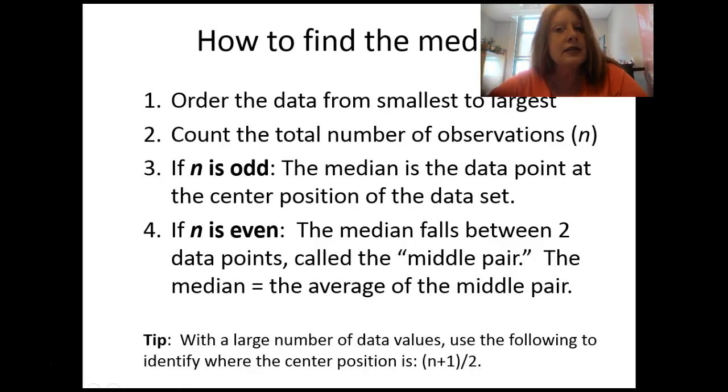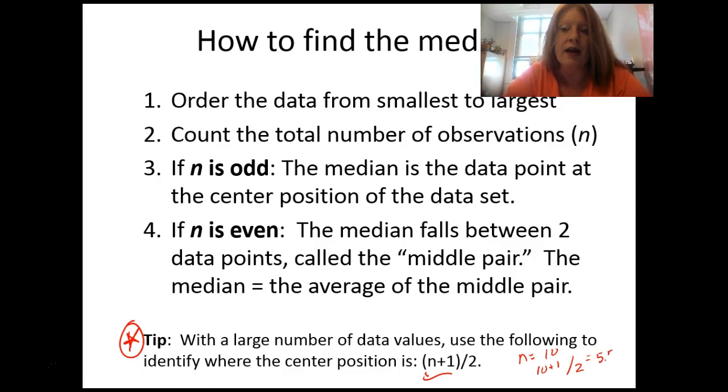And this is just a little tip that might help you, especially if you have a bigger data set and you're not quite sure what position the median is in the data set. So a key with this formula is that you would only use it to identify the position in the ordered set of data where the median is. So you would take your sample size plus 1 and you would divide by 2. So for example, let's say that n equals 10. So 10 plus 1 divided by 2, that's going to equal 5.5.